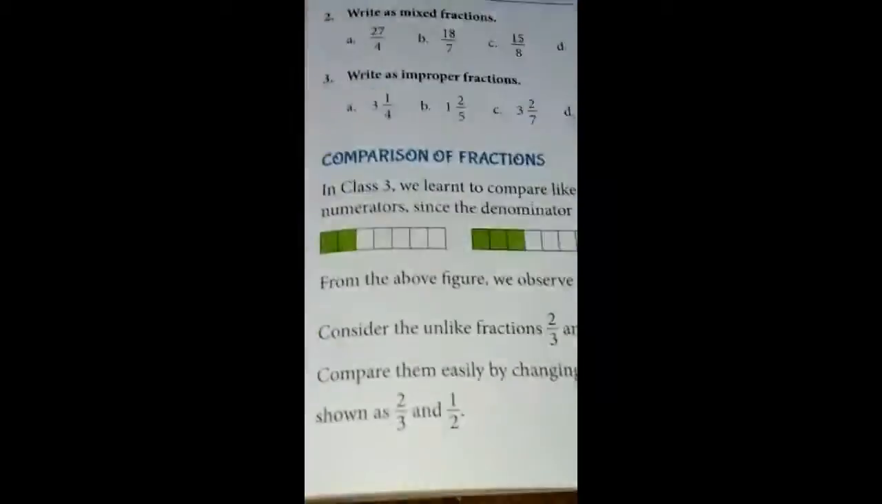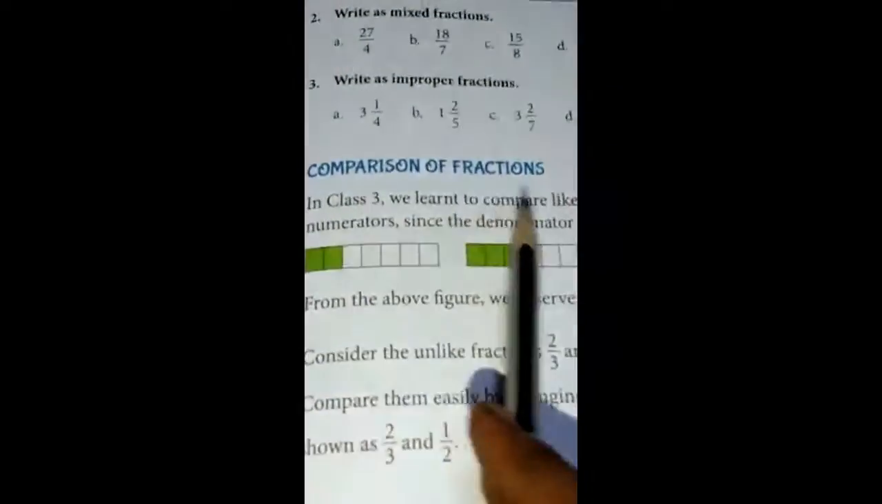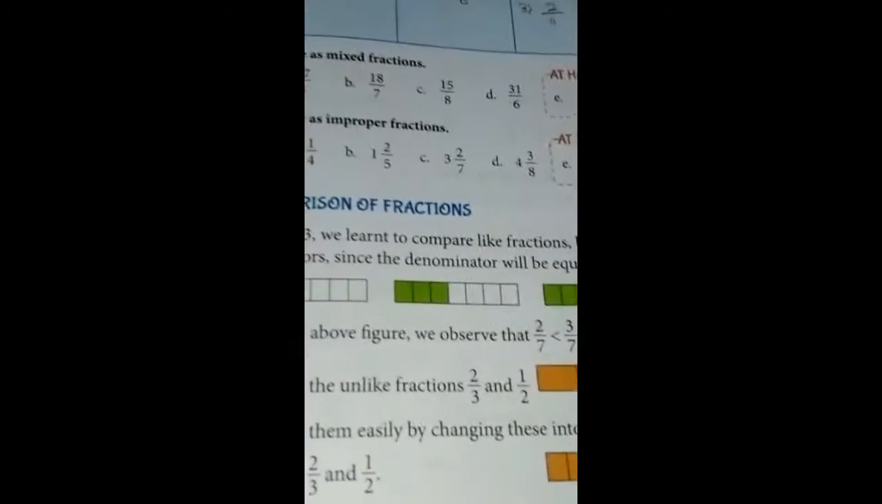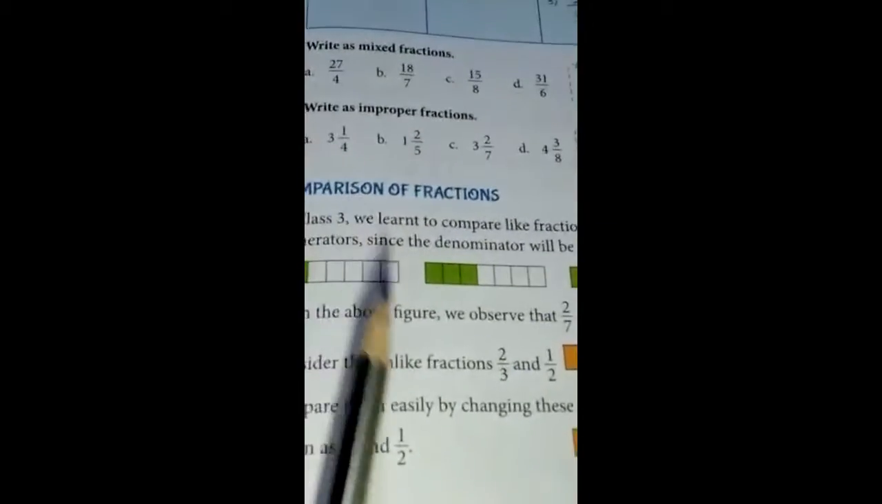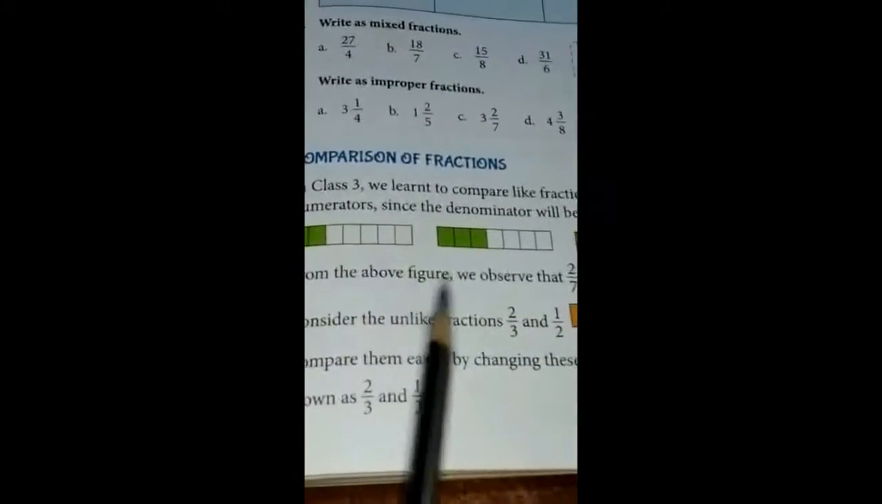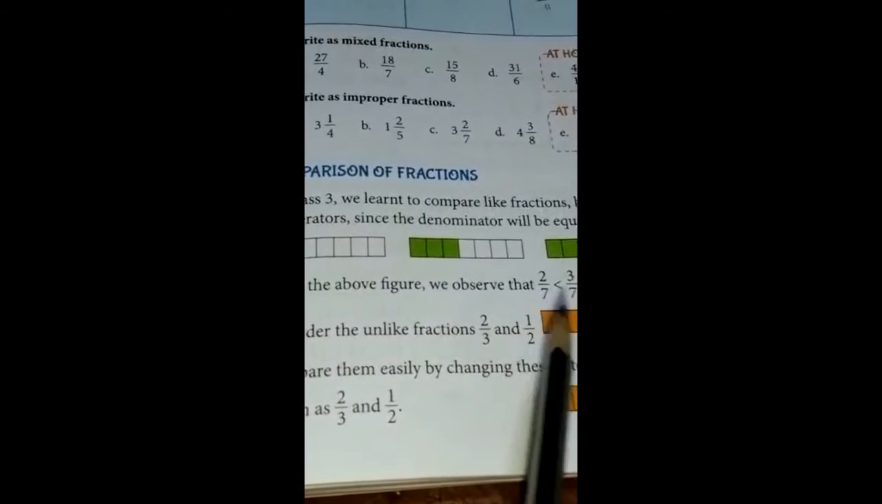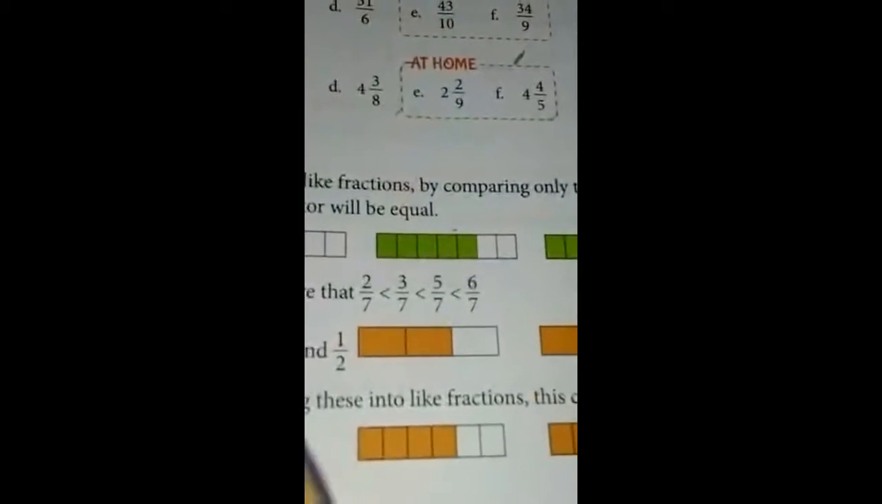So students, today we are going to learn comparison of fractions. In class 3, we learned to compare like fractions by comparing only the numerators, since the denominators will be equal. You can see from the figure above that 2/7 is less than 3/7, 3/7 is less than 5/7, and 5/7 is less than 6/7.